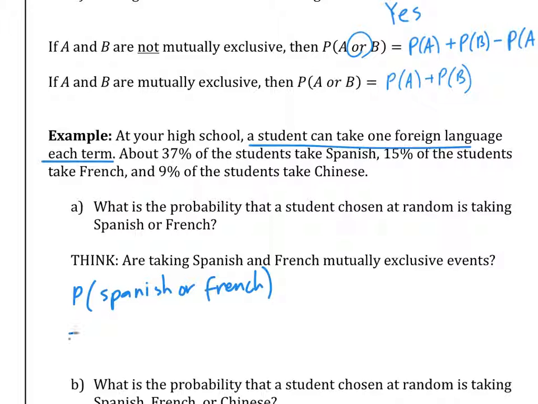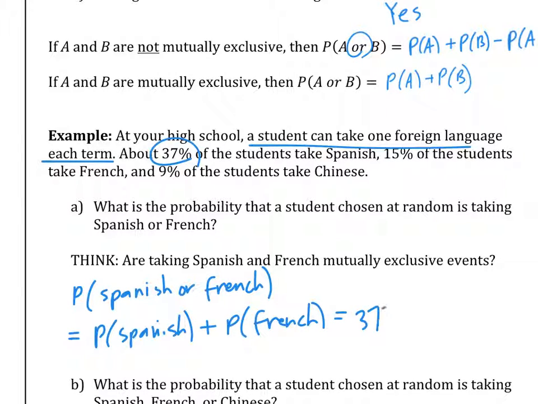So we are just going to do probability of Spanish plus probability of French, and there is nobody taking French and Spanish at the same time. So what is the probability of taking Spanish? 37%. It is just the percent that they tell you. How many people take that class is the probability. It's the same thing. Okay? So for example, if I say 50% of this class is girls, the probability is 50%, because if you pick a person at random, it's a 50% chance you're going to pick a girl. So the percentage is the probability.